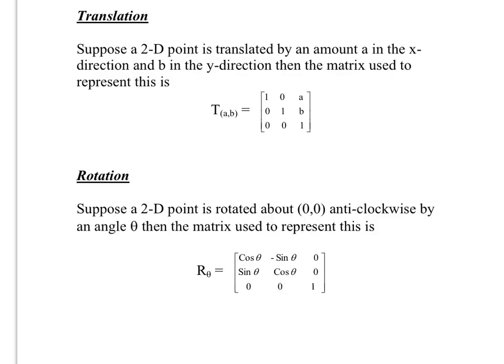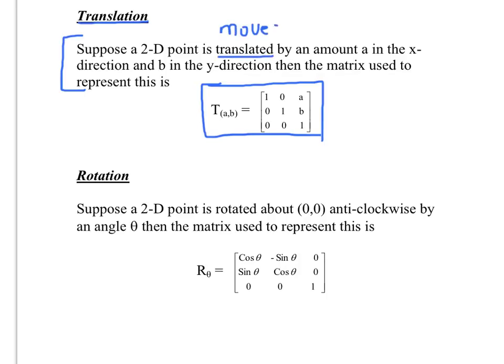So in the exam, you'll be given just this part of the formula. You'll be given the actual matrix and you'll be told that this is a translation matrix. The understanding of it you need to have yourself. The understanding is written here. It says, suppose that a 2D point is translated. Translated is just a fancy word for moved. So it's moved by an amount A in the x direction, and A is just a value. So let's say it was moved by 4 in the x direction and a value B in the y direction. Let's say B is equal to -3. Then the matrix used to represent this is given by what's in the box here.